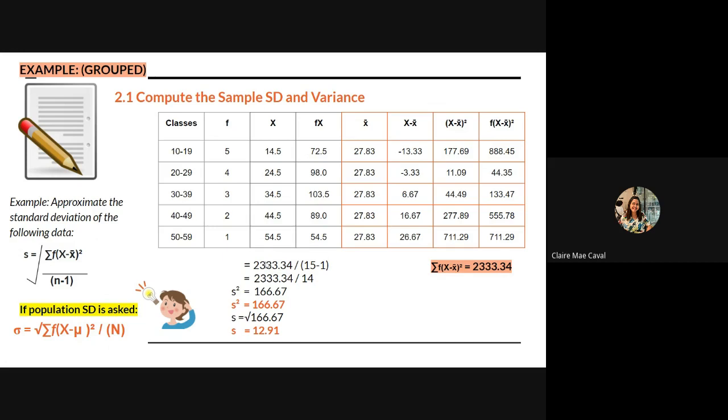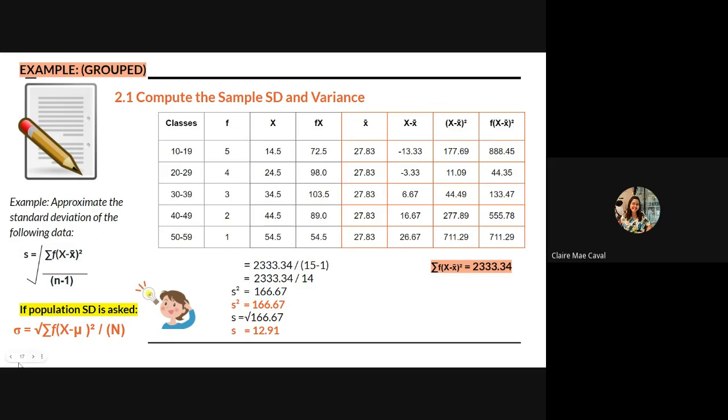Okay? Numerator should be 2,333.34 divided by 15 minus 1. Bakit 15? 15, that's the total number of the frequency. That's your sample size minus 1. So that will be already 14. So again, 2,333.34 divided by 14, that's equal to 166.67. Therefore, the sample variance is 166.67. If we find the square root of 166.67, that will be already your sample standard deviation, which is 12.91.